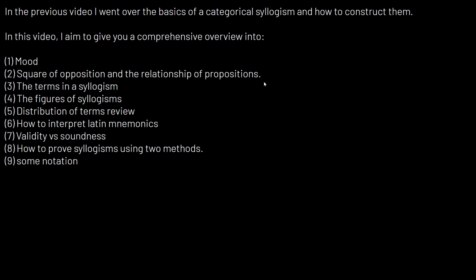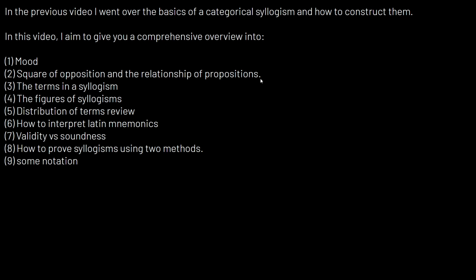In the previous video, I really went over the basics of a categorical syllogism, how to construct them, how to criticize them. In my next video, I think I'm going to be covering the species of syllogism. So this includes the enthymeme, the epicheirema. The epicheirema is just the proof in the syllogism. The enthymeme is a syllogism with a hidden premise. So it has an antecedent and then a consequent. And then a sorites, which is a long chain of syllogisms. But that'll be my next video.